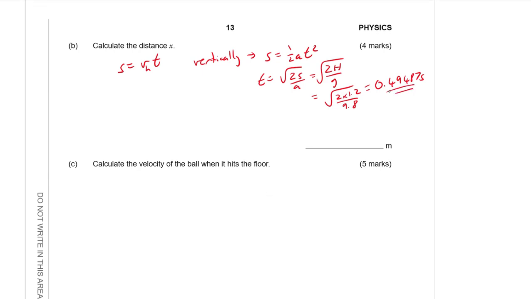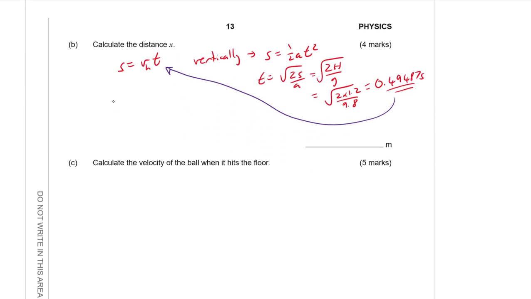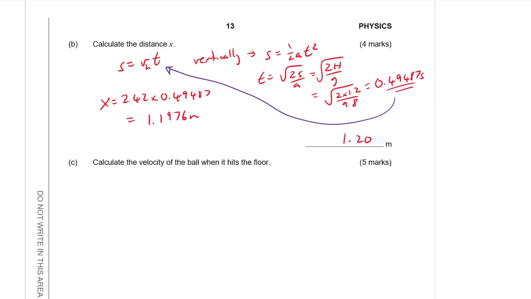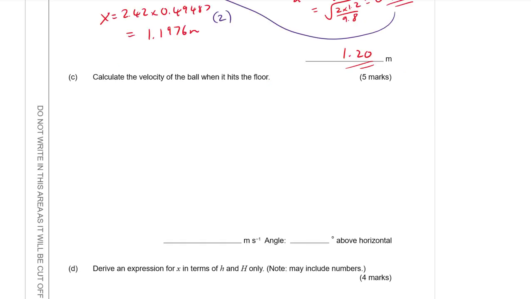So I'm going to use this value now back over here. So I know how long it's in the air for. I know its horizontal velocity from above, which is 2.42 meters a second. So x is equal to 2.42 times 0.49487. And I get 1.1976 meters, or to 3 significant figures, 1.20 meters. There we go. So part C is calculate the velocity of the ball when it hits the floor.